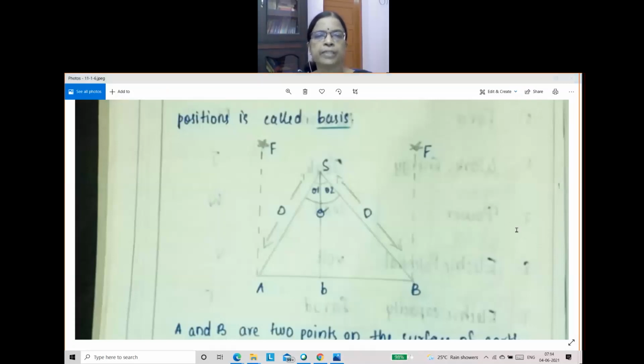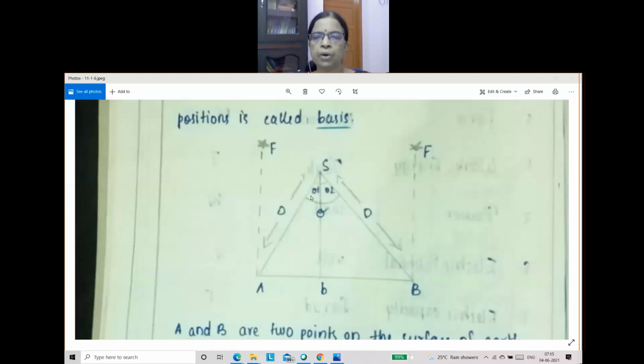For that, first you observe a star. Not the star whose distance is to be measured, but another star whose position is found to be just above his head. That means when he looks up directly, we can see a star. That star is observed first. Then he turns the telescope to view the star whose distance is to be measured. So this angle is theta 1, and this also will be theta 1.